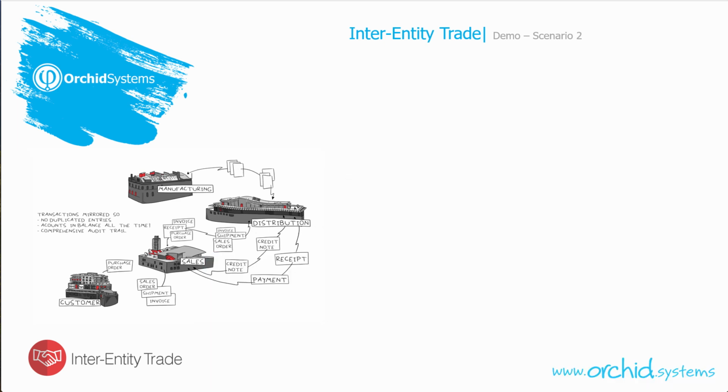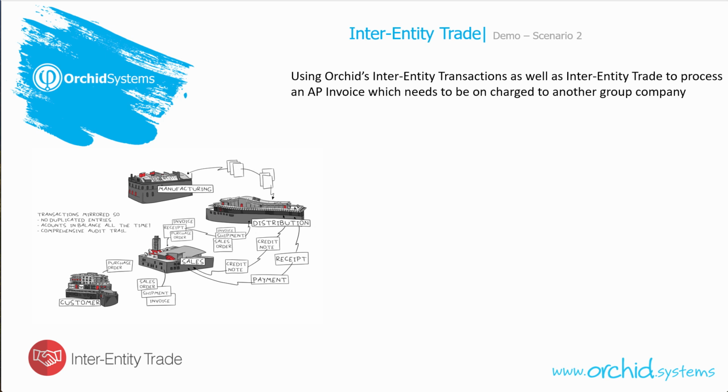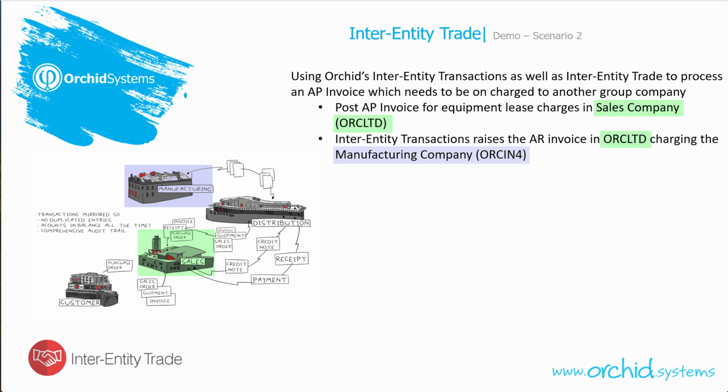In the second scenario, we are going to use Orchid's inter-entity transactions as well as Orchid's inter-entity trade to process an AP invoice in Company 1, which needs to be charged on to another group company, Company 4. We're going to post the AP invoice for equipment lease charges in the sales company, Orc Limited. Inter-entity transactions is going to raise an AR invoice in Orc Limited, charging the manufacturing company, Orchid 4.